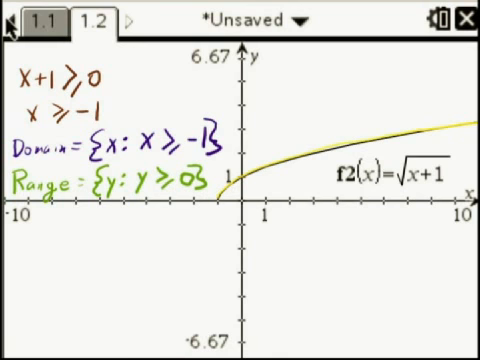So those are the two examples I'd like you to watch out for: square roots and fractions. Square roots of negative numbers and division by 0. And that's it. Now you should be able to determine whether or not a relation is a function, and given it's a function, determine its domain and its range.